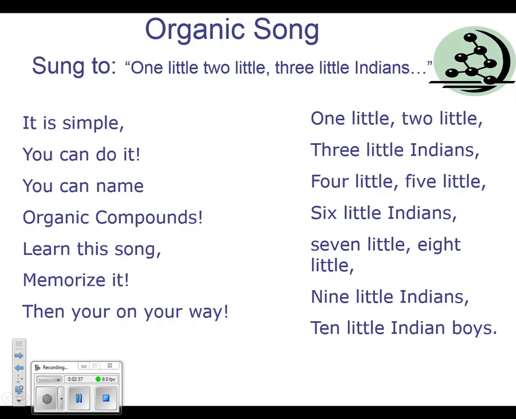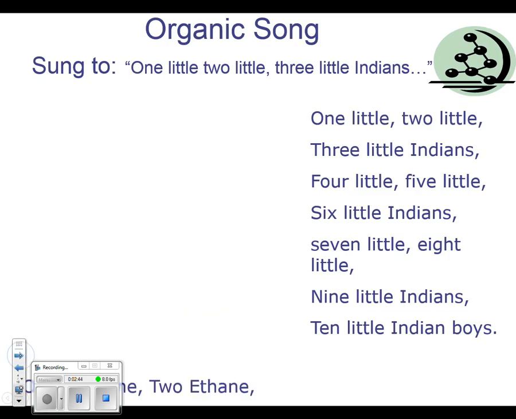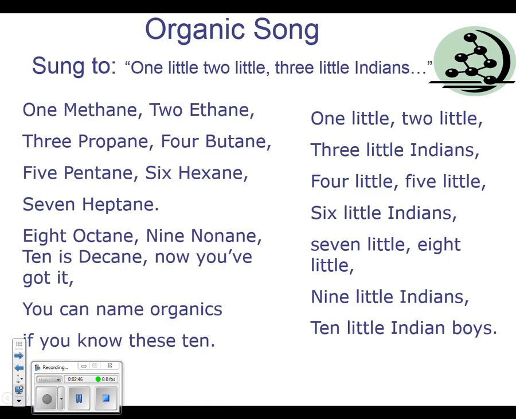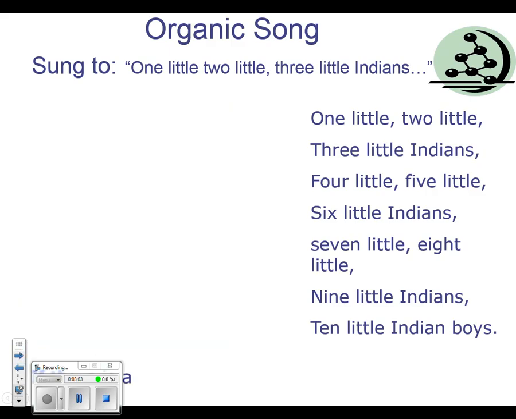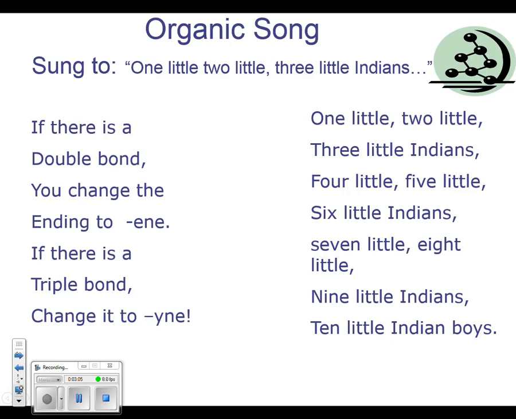Here we go. 1, 2, 3. It is simple. You can do it. You can name organic compounds. Learn this song, memorize it, then you're on your way. 1 methane, 2 ethane, 3 propane, 4 butane, 5 pentane, 6 hexane, 7 heptane, 8 octane, 9 nonane, 10 is decane. Now you've got it. You can name organic compounds if you know these 10. If there is a double bond, change the ending to ene. If there is a triple bond, change it to ine.